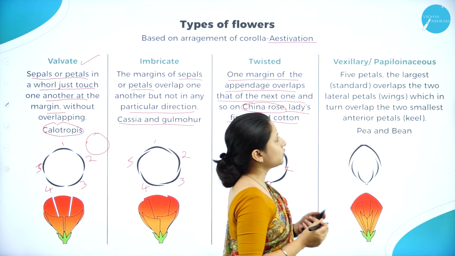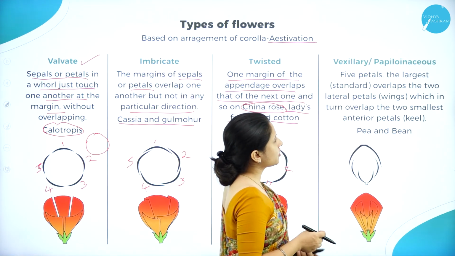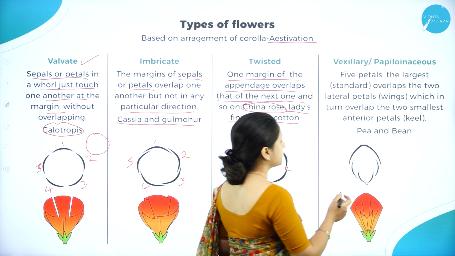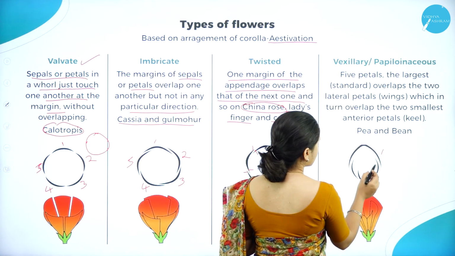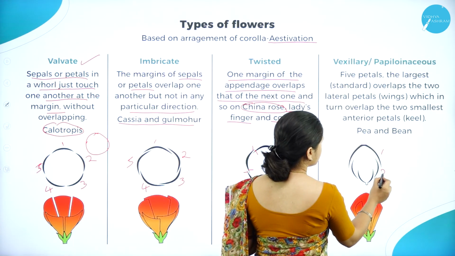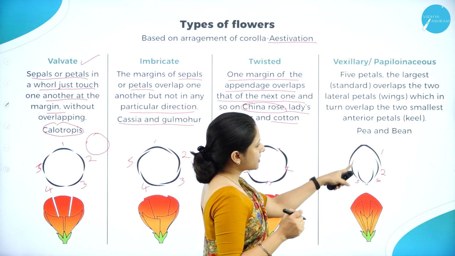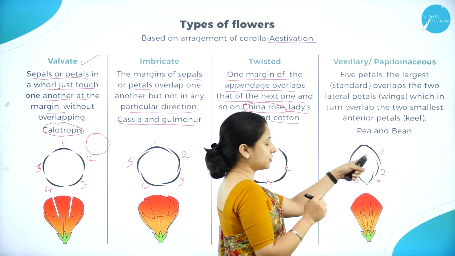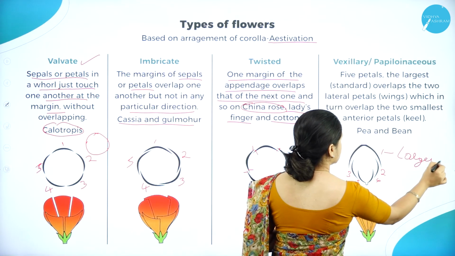Next, moving on to vexillary or the papillonaceous estivation. So in vexillary or papillonaceous estivation, 5 petals will be present. So what are the 5 petals? This is 1, 2, 3, 4 and 5. So 5 petals will be present. So the largest one will be the standard petal. So the first petal, which I have now numbered 1, this will be the largest petal.